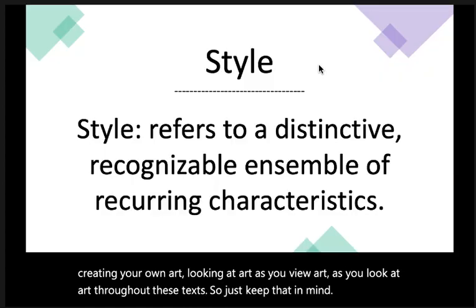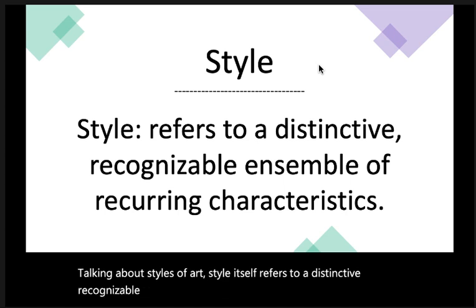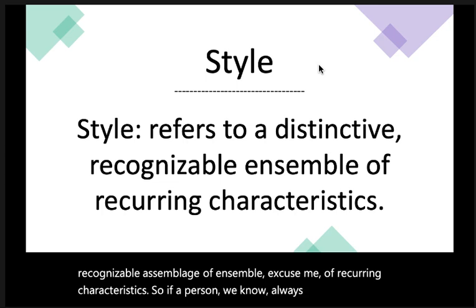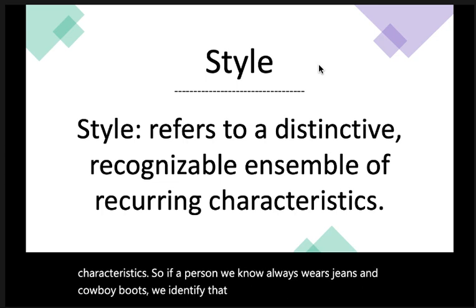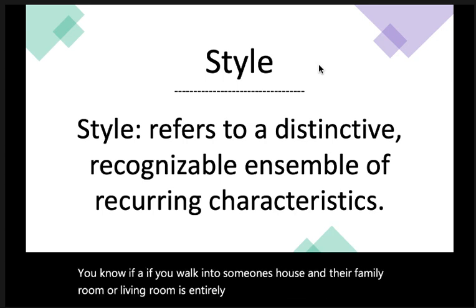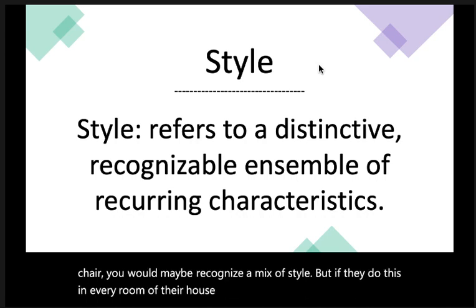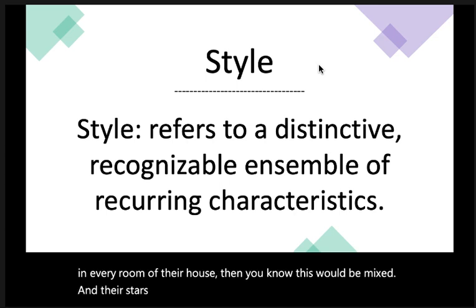Talking about styles of art, style itself refers to a distinctive, recognizable ensemble of recurring characteristics. So if a person we know always wears jeans and cowboy boots, we identify that person with a certain style of dress. If you walk into someone's house and their family room or living room is entirely antiques except for a very modern chair, you would maybe recognize a mix of style. But if they do this in every room of their house, then this would be mixing styles in their styles, and we would call it eclectic.